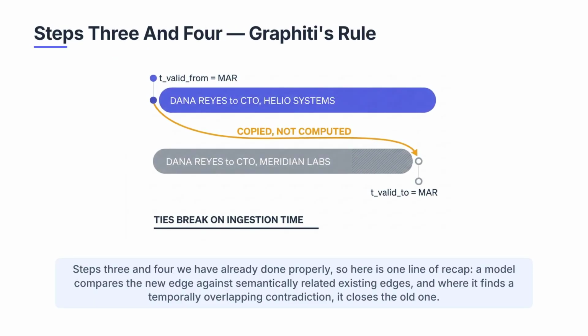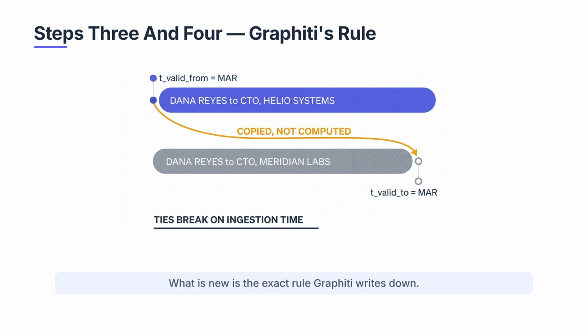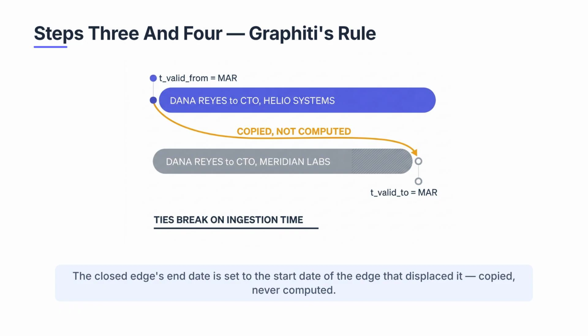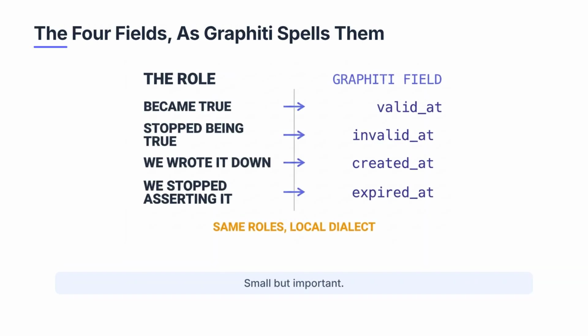Steps 3 and 4 we have already done properly, so here is 1 line of recap. A model compares the new edge against semantically related existing edges, and where it finds a temporally overlapping contradiction, it closes the old one. What is new is the exact rule Graphiti writes down. The closed edge's end date is set to the start date of the edge that displaced it, copied, never computed. And when the 2 clocks disagree about ordering, ingestion time wins. Newest information takes precedence. Small but important.